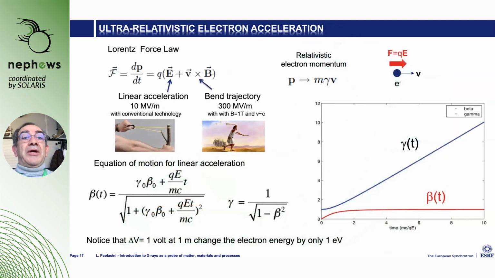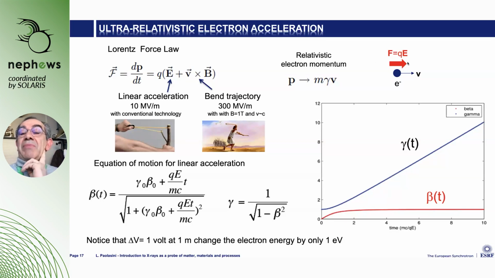How can we accelerate a charged particle, in this case the electron? By using the Lorentz force. The Lorentz force is composed of two terms. One is the electric field, and the other is the effect of the magnetic field, which bends the trajectory of the electron.